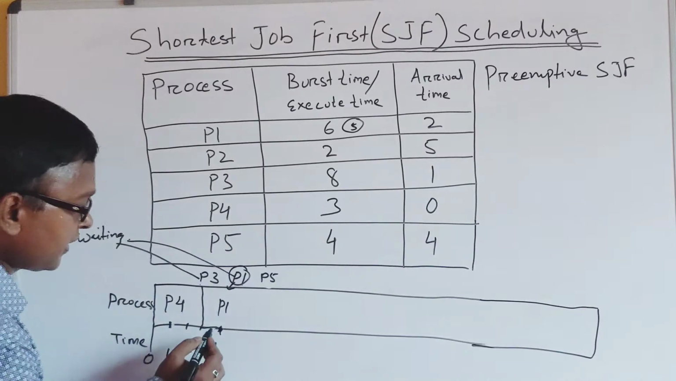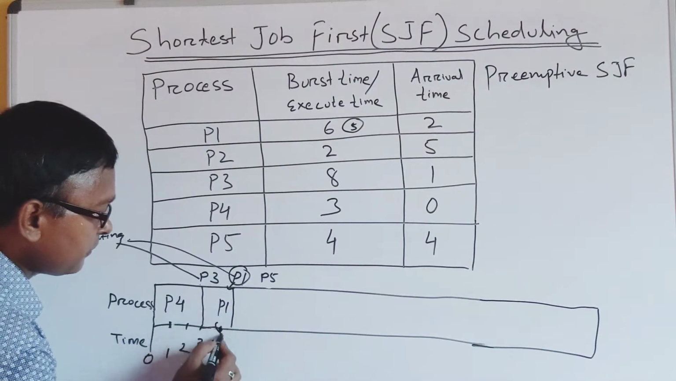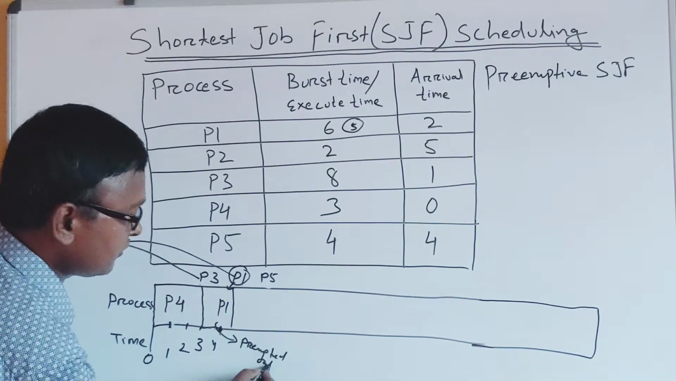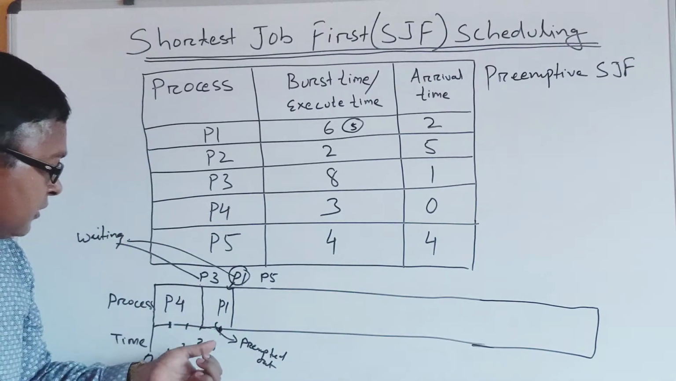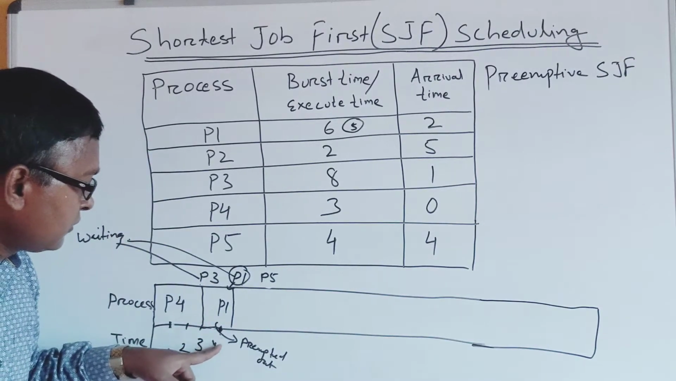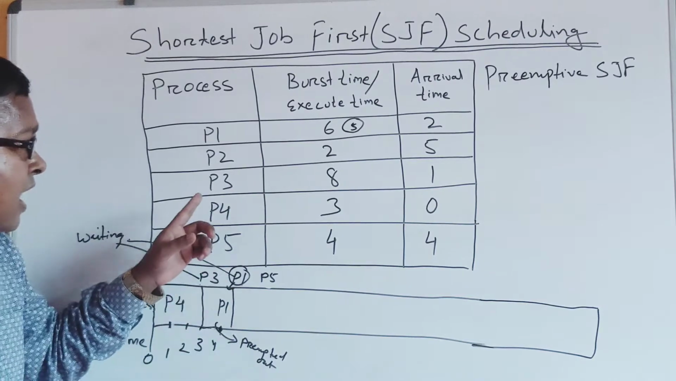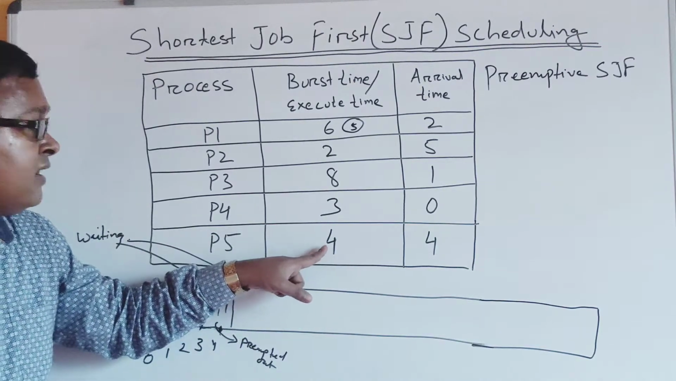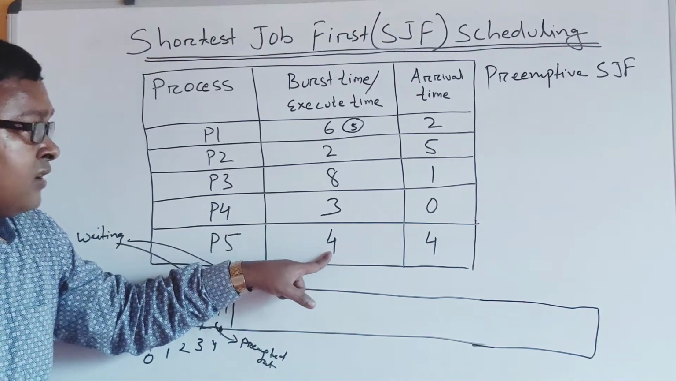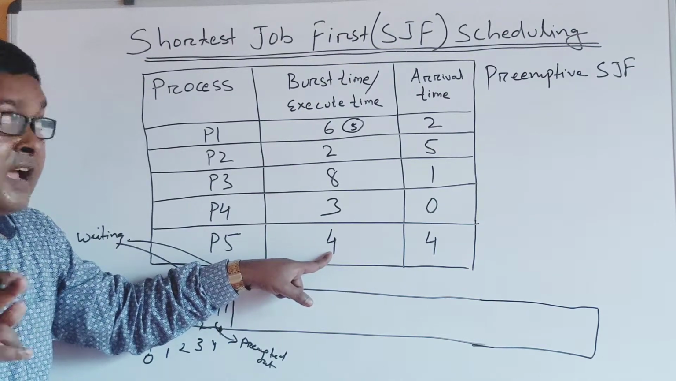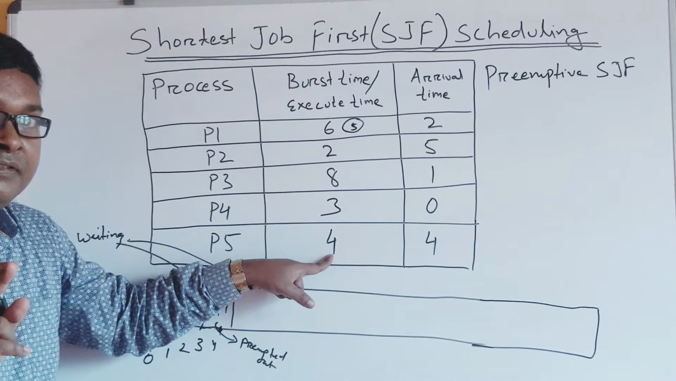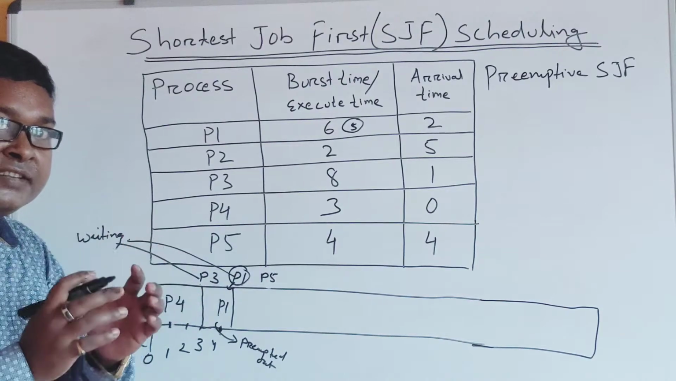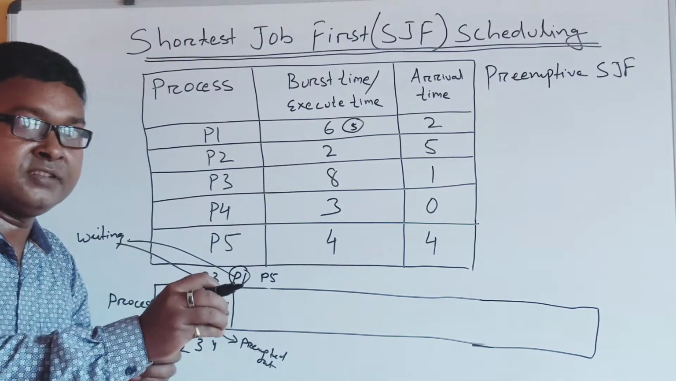At the 4th unit of time, P1 will be preempted, and which will be acquiring the processor? P5 will be acquiring the processor because its execution time is 4. It is the shortest job, and it is a preemptive SJF. Don't forget that. Whichever is shortest will get the processor.